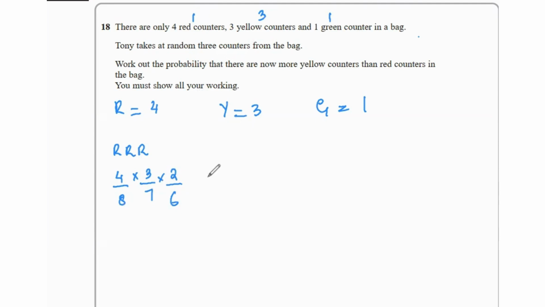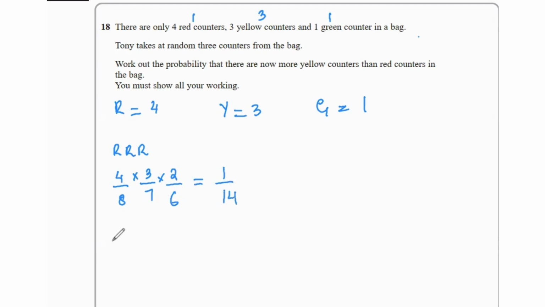He took 3 counters, so there are 3 fewer counters in the bag. When he took the first red counter, the total number of counters reduced to 7 and the number of red counters reduced to 3. Then when he took another red counter, again there was a reduction of 1. So that's why it's 4 over 8 for the first red counter, 3 over 7 for the second red counter, and 2 over 6 for the third red counter.